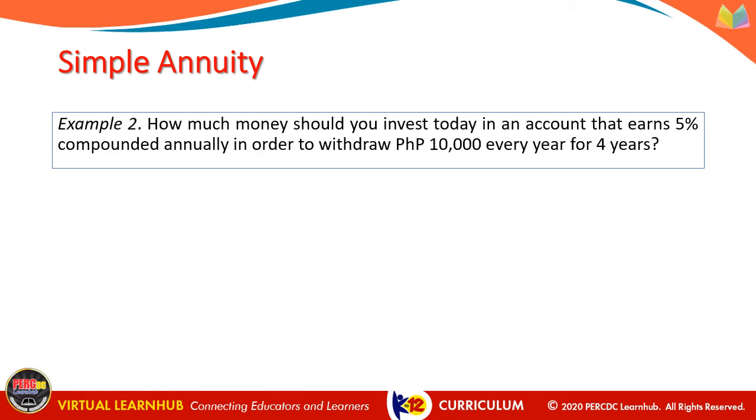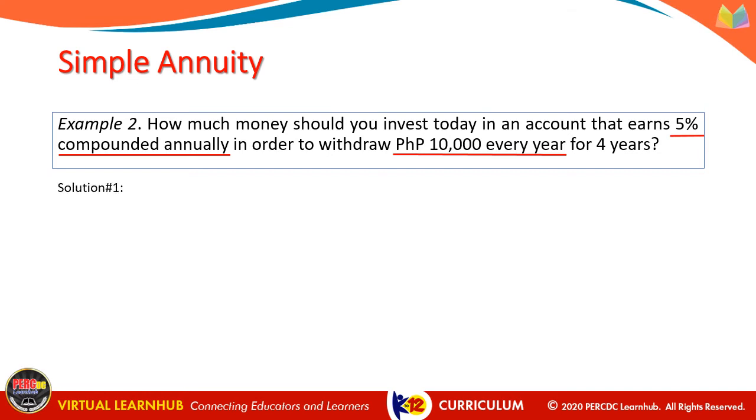Let us have example number 2. How much money should you invest today in an account that earns 5% compounded annually in order to withdraw 10,000 pesos every year for 4 years. Again, this is an example of simple annuity. The withdrawals are made every year and the interest is compounded annually. Okay? This is simple annuity.